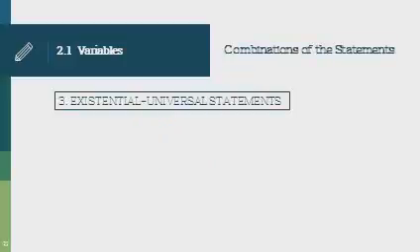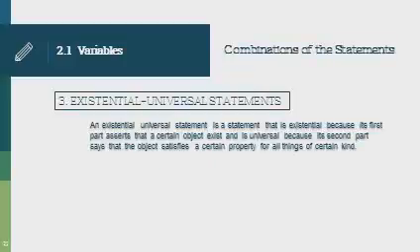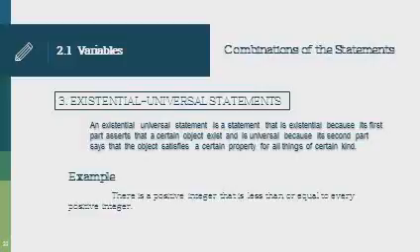Last one is the existential universal statement. An existential universal statement is a statement that is existential because its first part asserts that a certain object exists and is universal because its second part says that the object satisfies a certain property for all things of a certain kind. Example: there is a positive integer that is existential that is less than or equal to every universal positive integer.